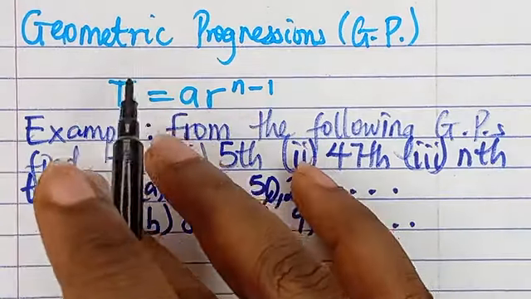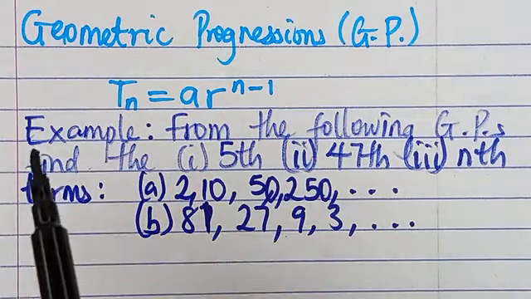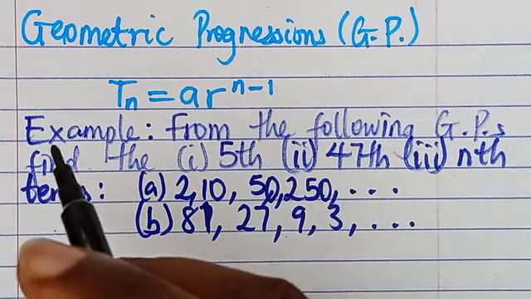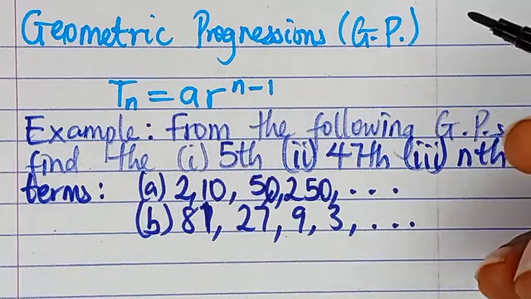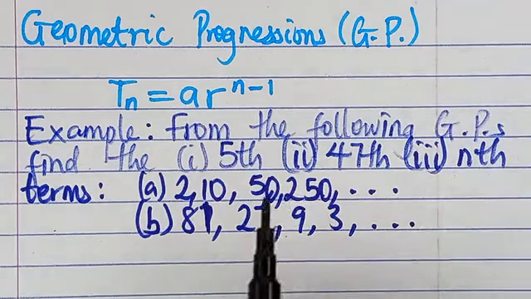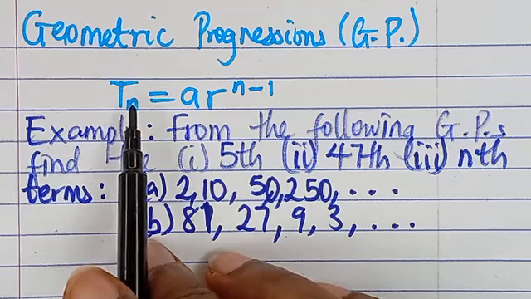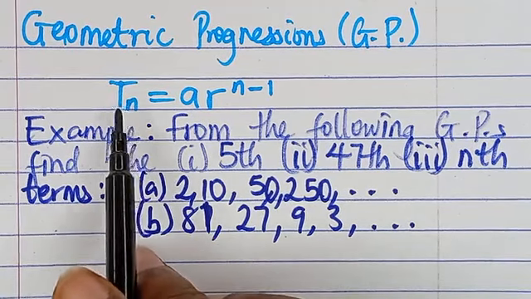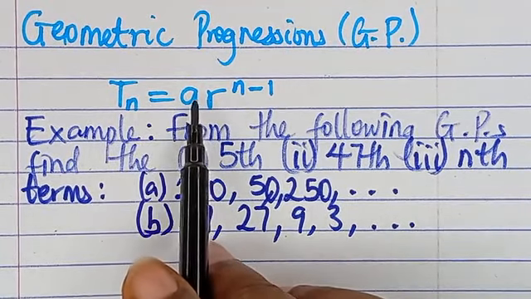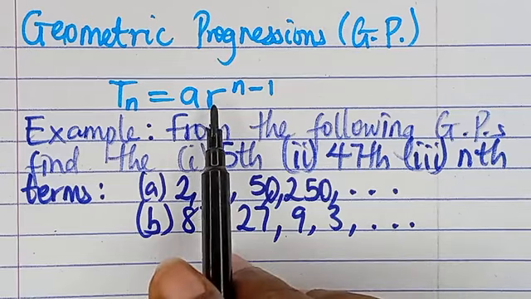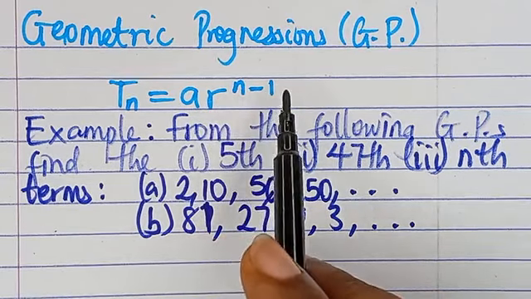We are talking about geometric progressions, GP for short, and sometimes they are called exponential sequences because they increase exponentially. That's divisions and multiplications. Okay, so this is the general formula for a GP: the nth term, that is any term you want to find out, is equal to the first term a multiplied by the common ratio raised to the power of that term number minus 1.